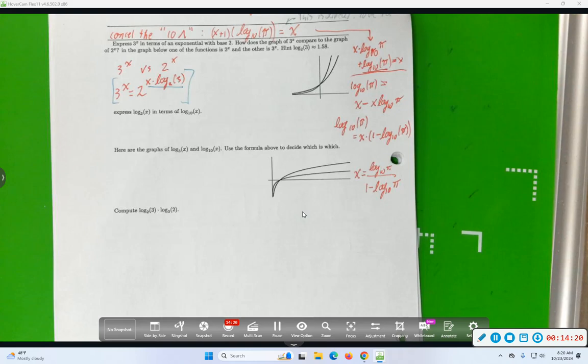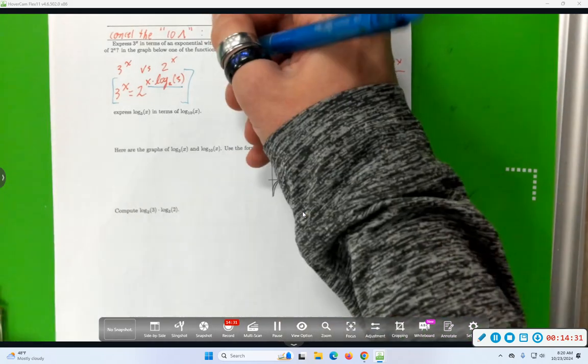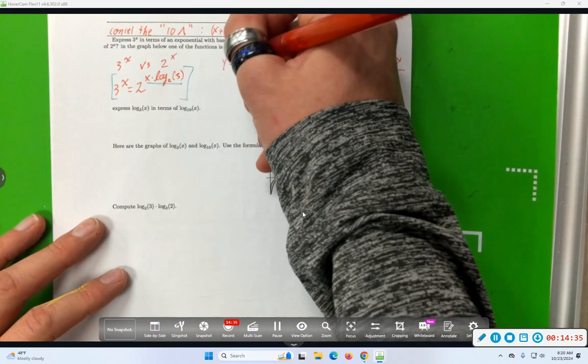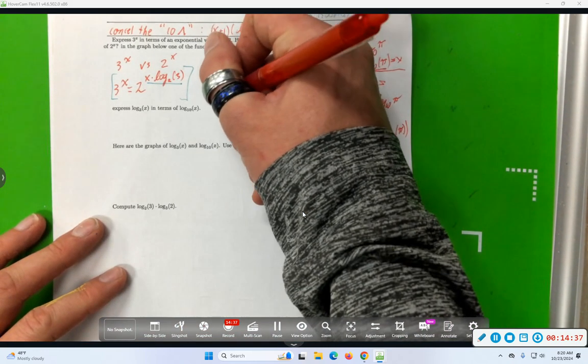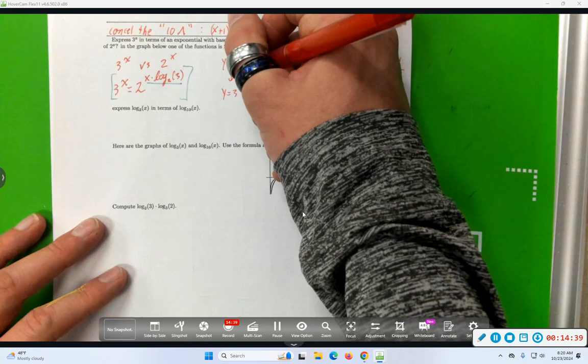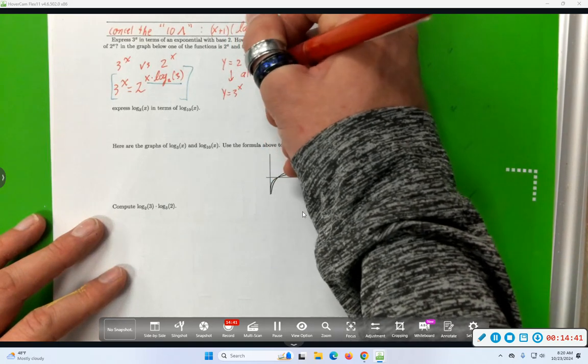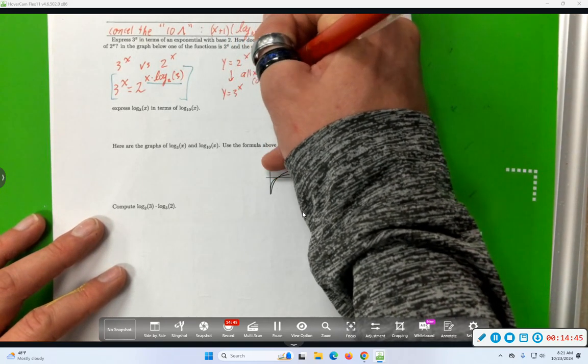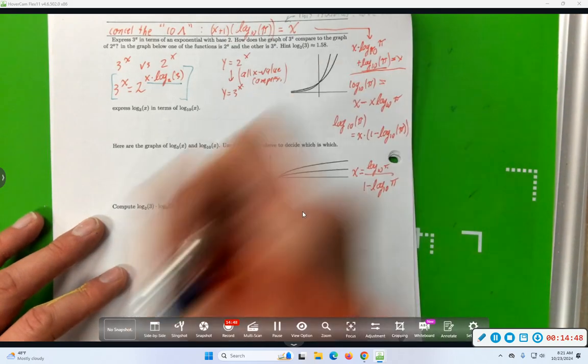So all the x values will get divided by log base 2 of 3. Log base 2 of 3 is 1.58. So if you wanted to go from y equals 2 to the x to y equals 3 to the x, you compress all the x values.